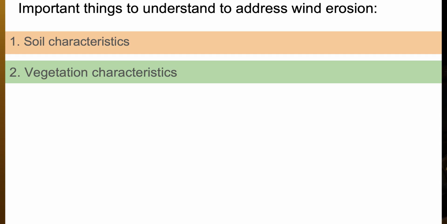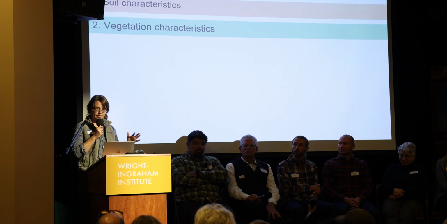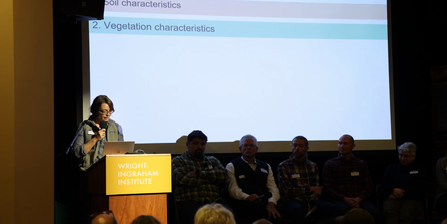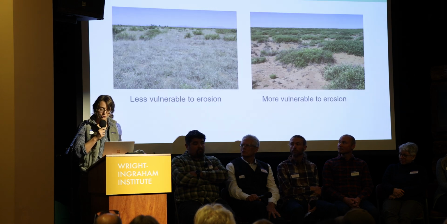The next thing, so we've centered ourselves, we know what our soil type is and its susceptibility to wind erosion. The next thing we need to be thinking about is our vegetation characteristics. So how much ground cover is there? What is the height of the vegetation? How is it dispersed on the landscape? All of these are going to affect wind erosion.